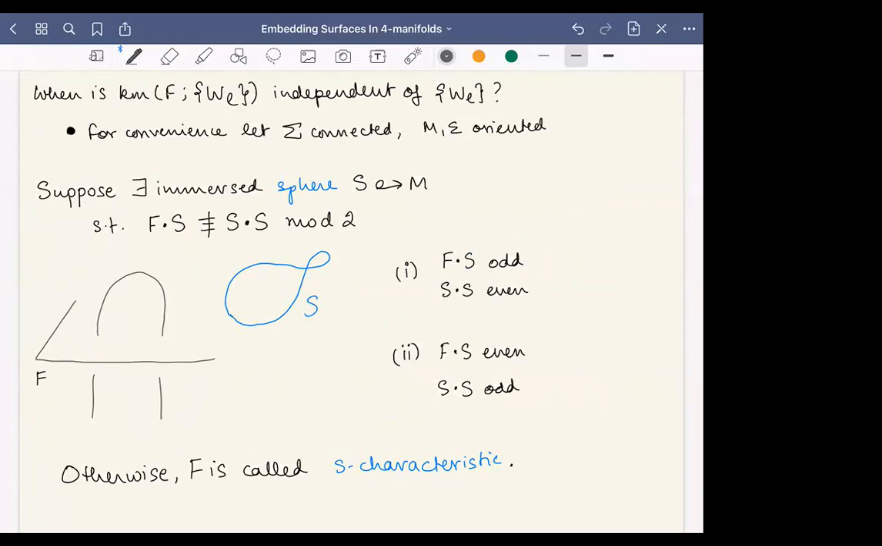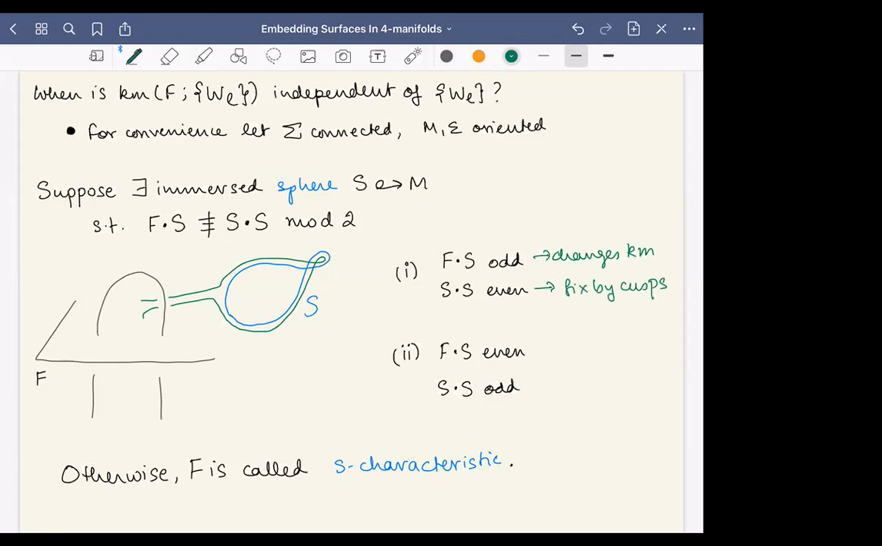So suppose I have a sphere in my four-manifold that intersects F differently from how it intersects with itself. In particular, F is not characteristic. That's what this is telling me. So if I had a situation like this, I could just tube the interior of a Whitney disk to an S. And now in this situation, for example in case one, you'll notice that F dot S being odd means that this changes the KM count. And this is even, so I can fix it by cusps as I did before.